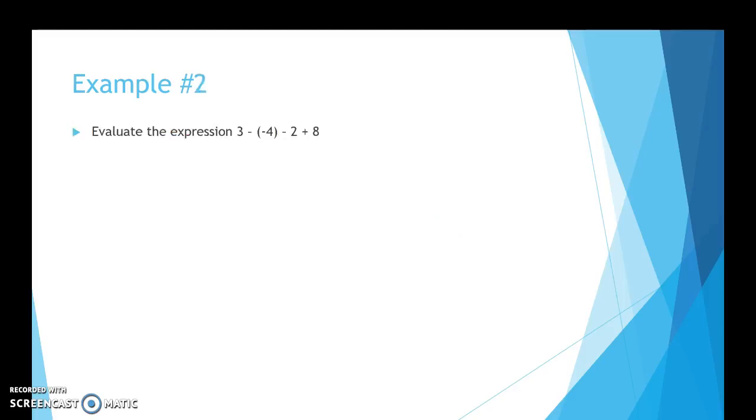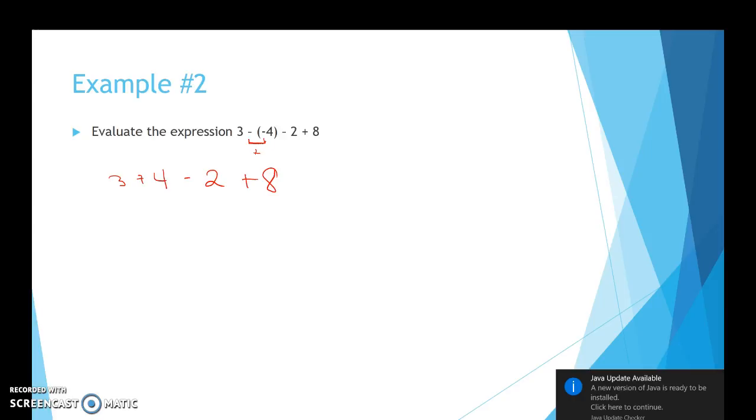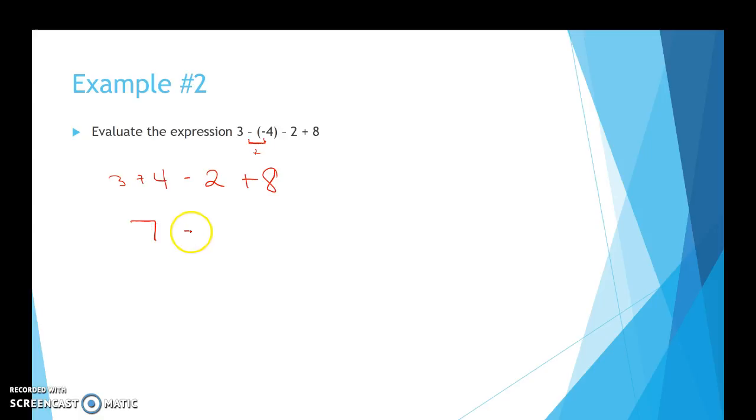Example 2, we're evaluating this expression with subtraction, and there's a little bit of addition here. So let's simplify this down. Here we have 3 minus a negative 4. Again, remember from the previous slide, double negatives means addition. So this technically means 3 plus 4 minus 2 plus 8. Now working with order of operations, we're going to go from left to right. So we would first add 3 plus 4 to get 7 minus 2 plus 8.